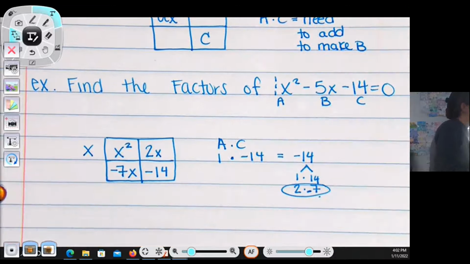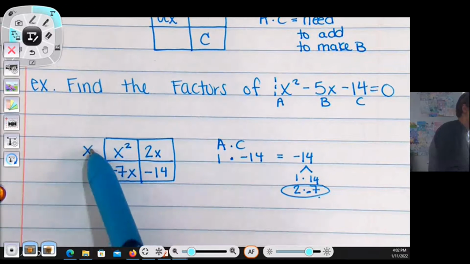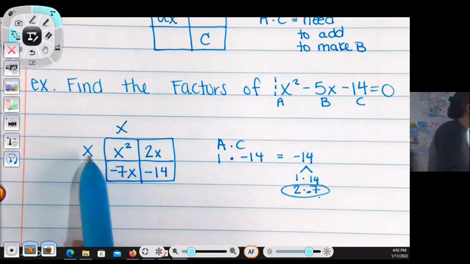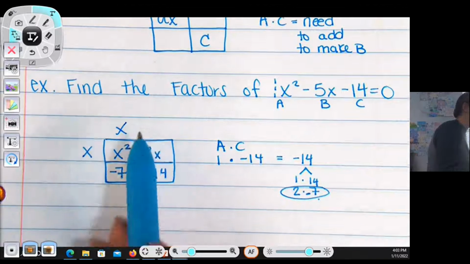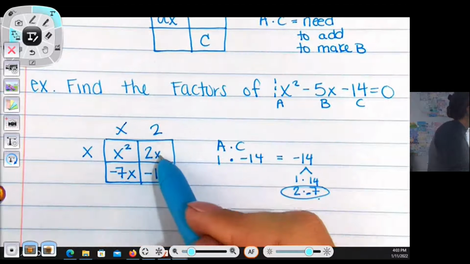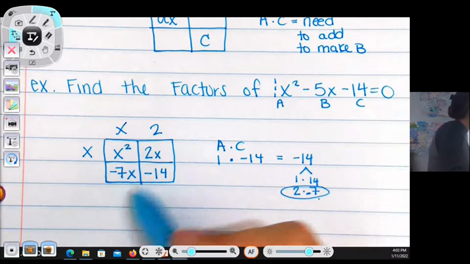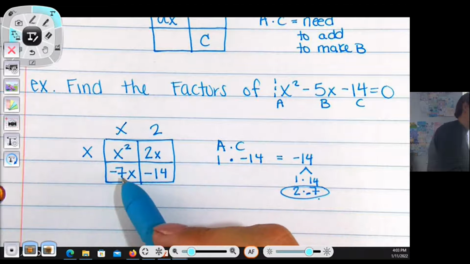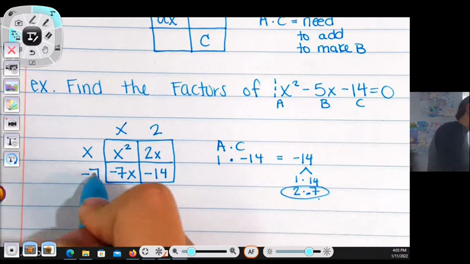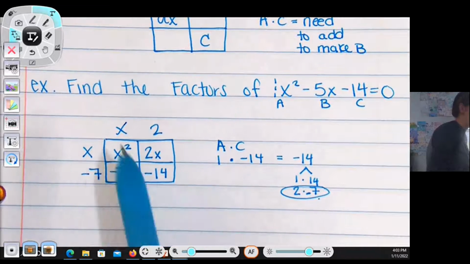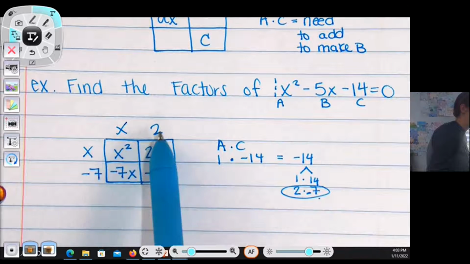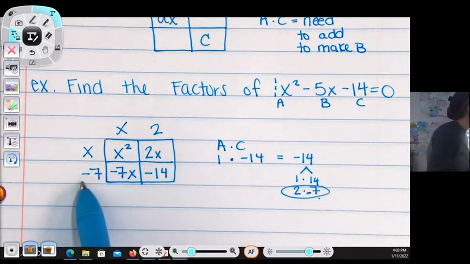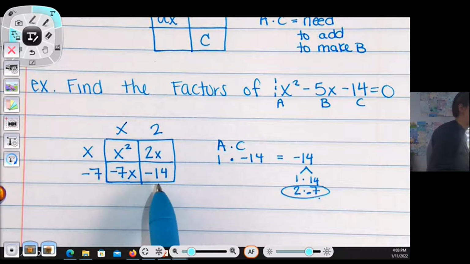Now you're using multiplication to work around your box. X multiplied by x will give me x squared. X multiplied by 2 will give me 2x. Then you can work over here. Something times x has to give me negative 7x, so this would be negative 7. And then I would check each box individually. X times x is x squared. X times 2 is 2x. X times negative 7 is negative 7x. Negative 7 multiplied by 2 makes negative 14.